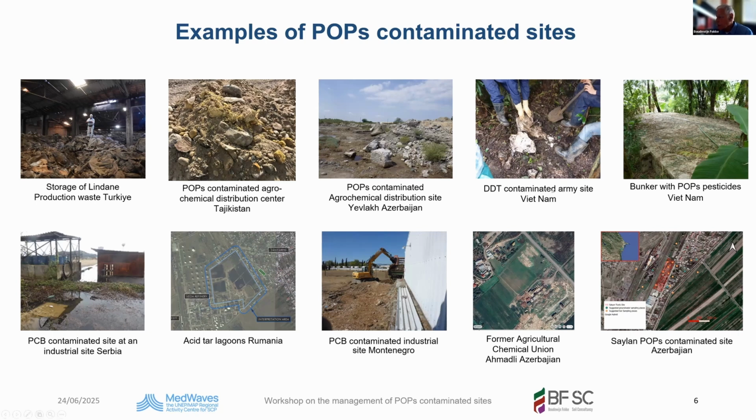This is a DDT contaminated army site in Vietnam. This is on the Ho Chi Minh Trail in a remote area where they were using DDT to combat malaria, and after the war it was left behind, and so it was a source of contamination for the people hunting and the people living around and for the ecosystem.